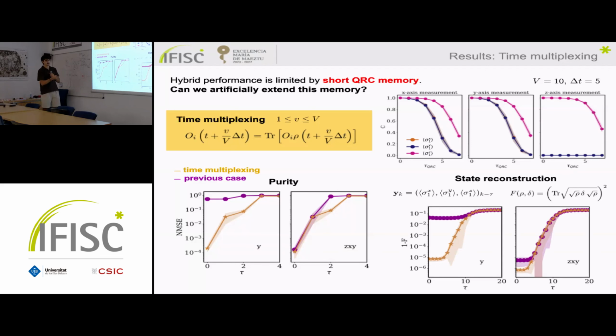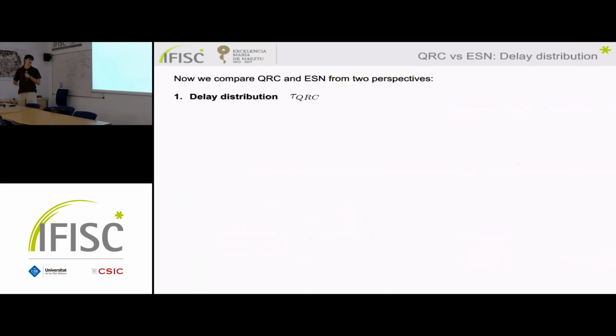And this is not only restricted to nonlinear tasks, it's also reflected in linear tasks, as we can see here, if we consider the state memory task, and we consider here the fidelity between the state reconstructed from the tomography that we get and the actual target. And you can see here the infidelity, so how close it is to 1. We can see how there is also improvement in the linear tasks.